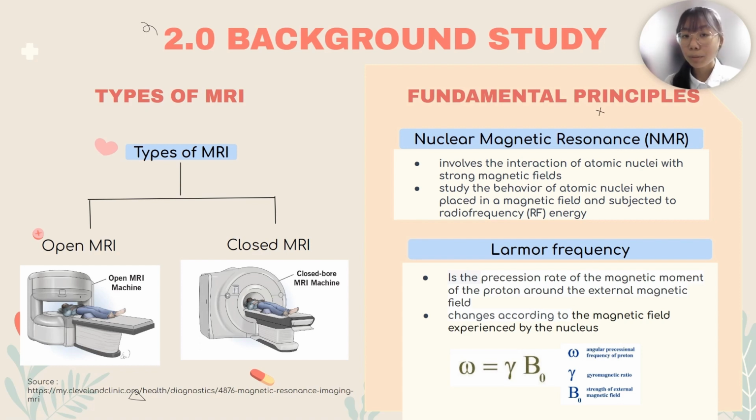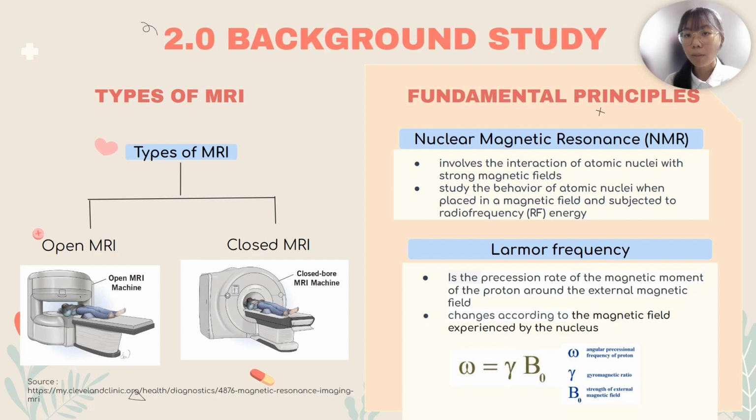Open MRI is more children-friendly and suitable for large people and people with mobility issues. Patients will suffer less anxiety and claustrophobia when using open MRI. However, open MRI offers fewer image artifacts. Meanwhile, closed MRI can scan all areas of the body and diagnose more problems, offering higher quality imaging and a faster scanning process. Now let's move on to the fundamental principle of MRI.